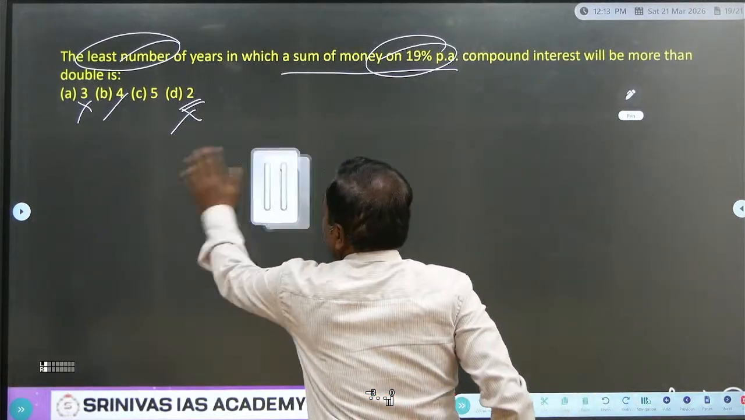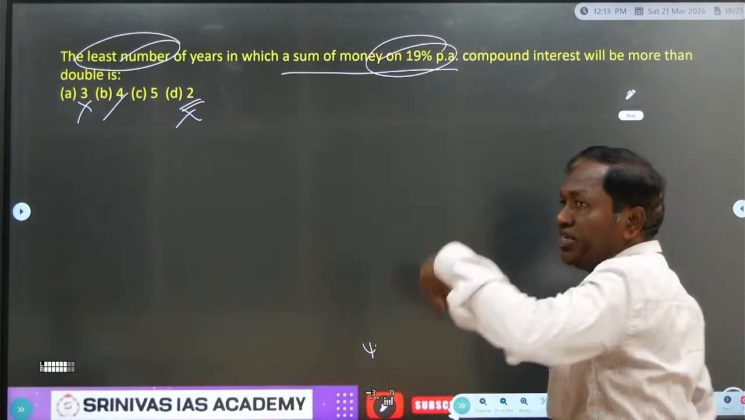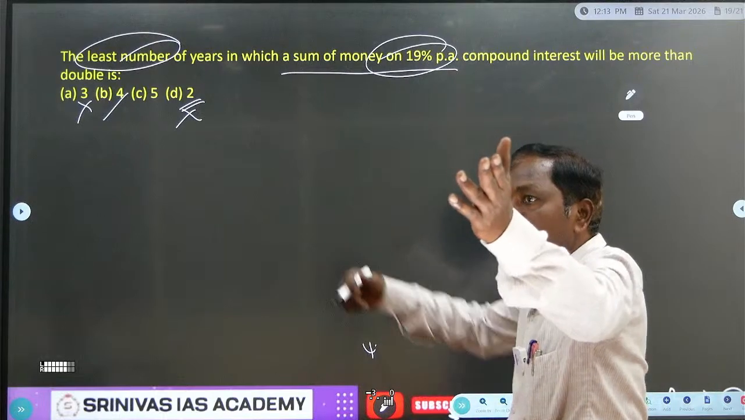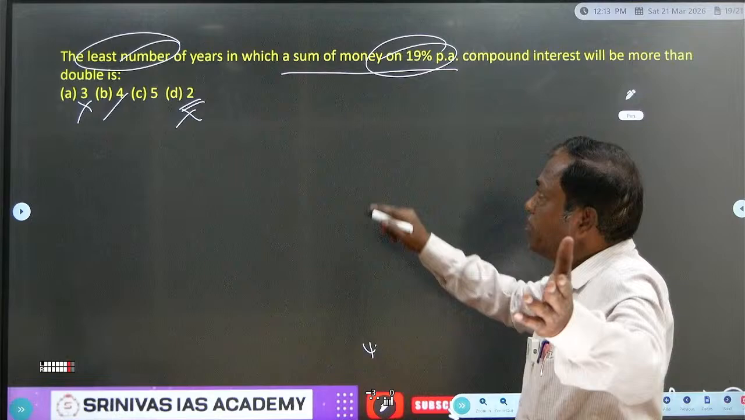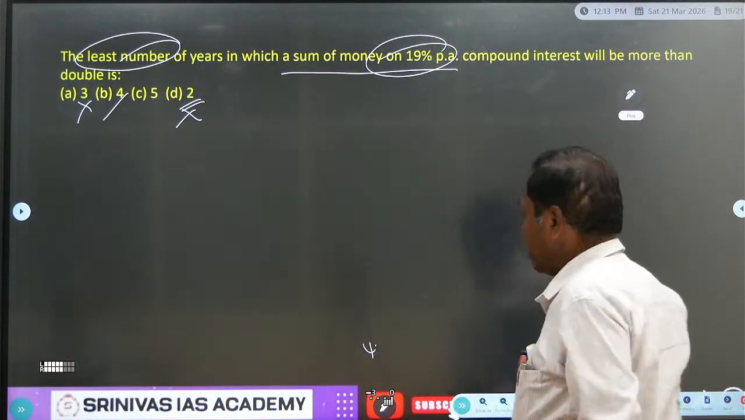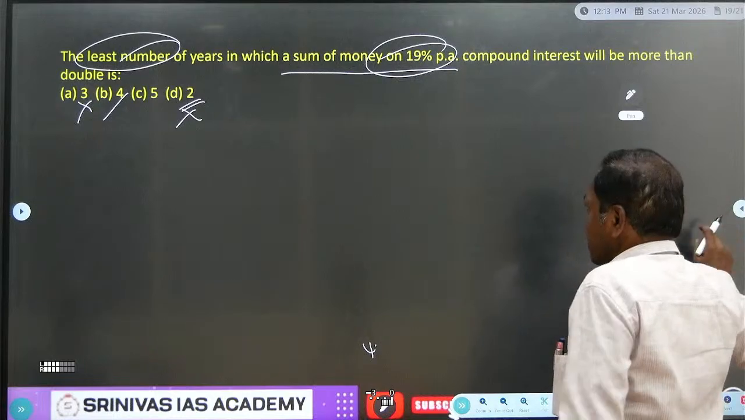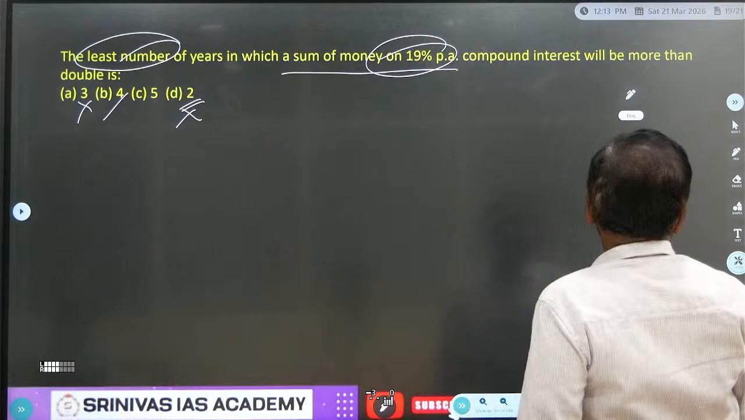Approximate, yes. But option 5 is also there. If you calculate 19 into 5, 95 will come. People will go for that. That is simple interest. If it is simple interest, option 5 is correct. Option C is the correct one. Yes, next you can take. I think the last question.